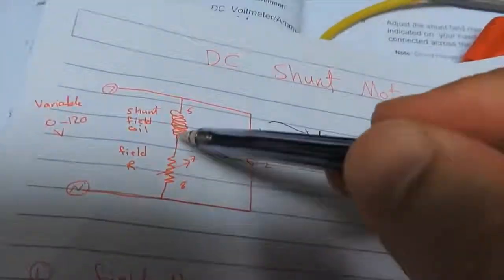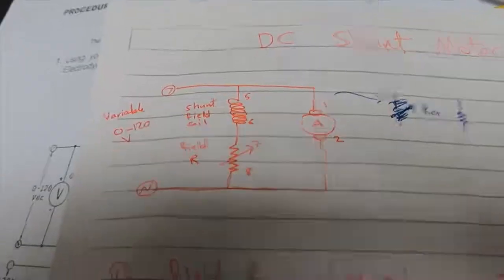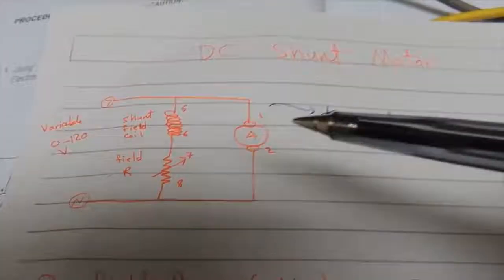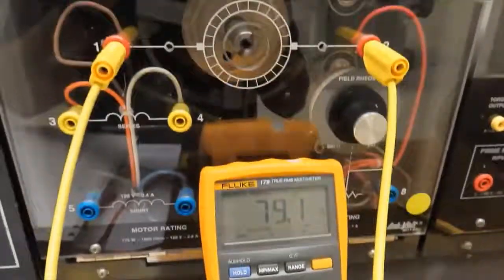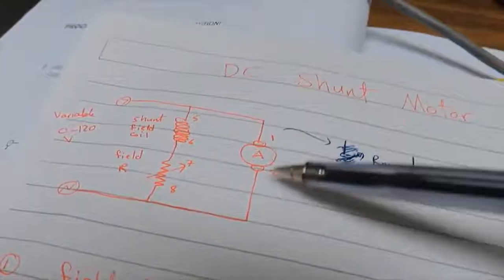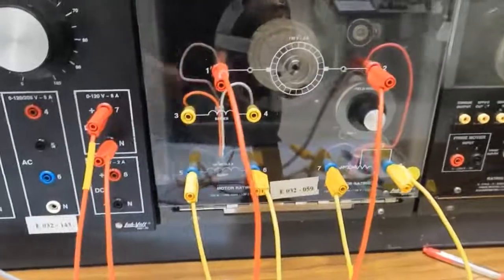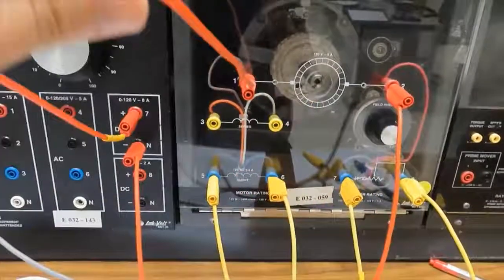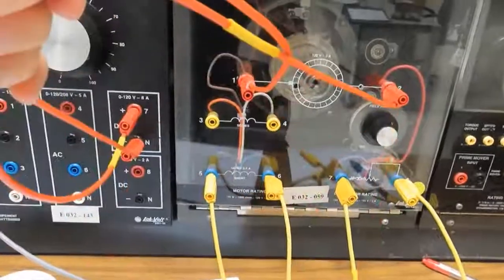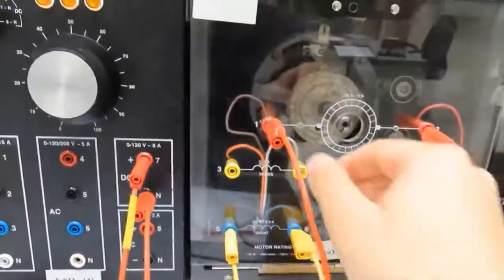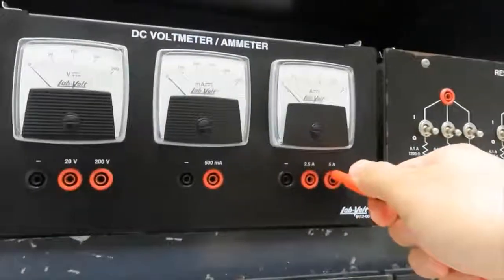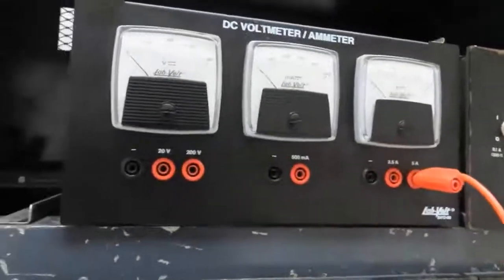If I increase the resistance here, that means less current will flow. We can measure the armature resistance by connecting the ohm meter to 1 and 2, the terminals of the armature. This is my connection. I have the supply connected in parallel with the armature, but in case of measuring the current, I will connect it to a meter.